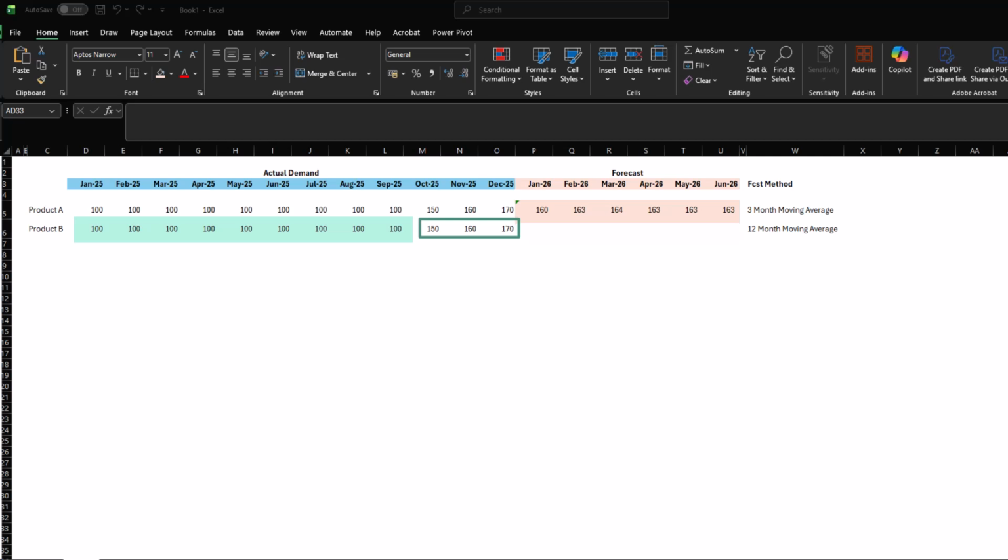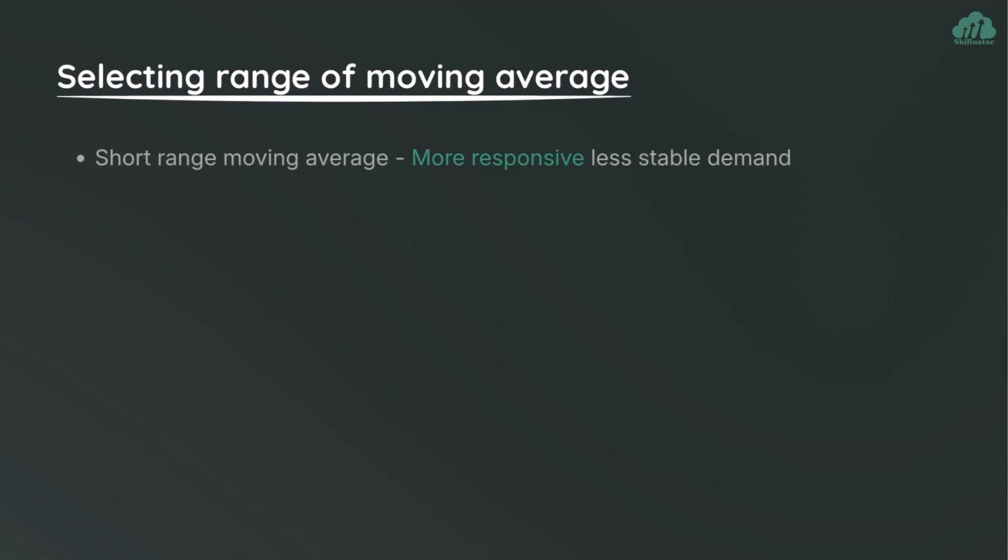Here the forecast includes 9 months of demand at around 100 units and only 3 months of higher demand. So even though the forecast for the month of January does increase with the 12-month moving average as well, it increases much more gradually. Instead of jumping to 160 right away, the 12-month moving average might move to something in the range of around 115 to 120 units. This clearly shows the trade-off.